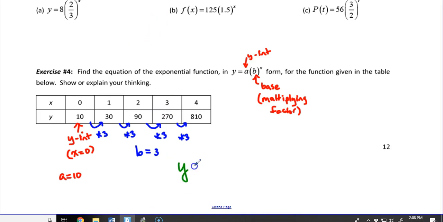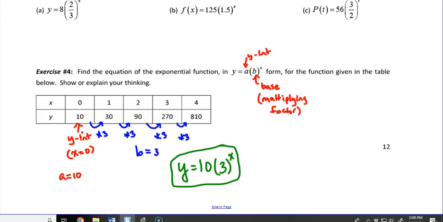So we can say the y equals the a value, the initial amount, times the base, as many times as you want it to happen, right? So if I'm going to go out to the 4th value of x, I'm going to be multiplying by 3. 1, 2, 3, 4 times, right? That's what exponents are. It's repeated multiplication.